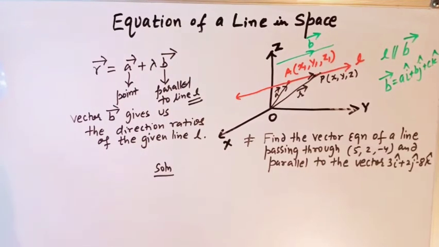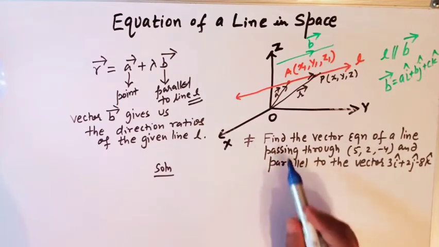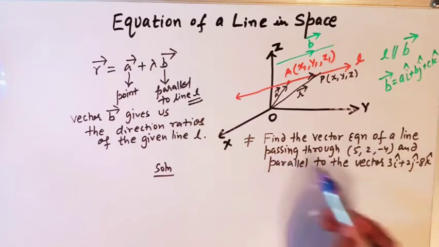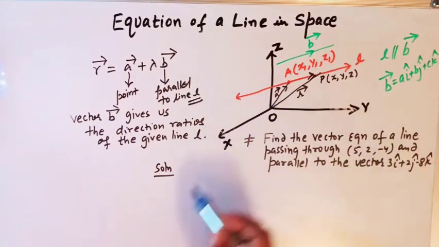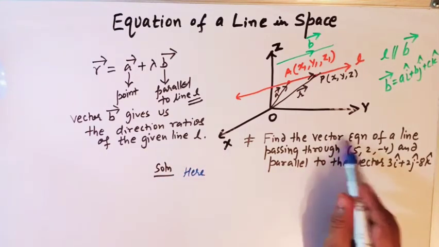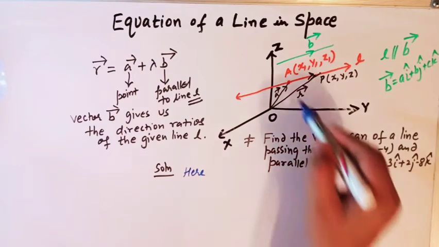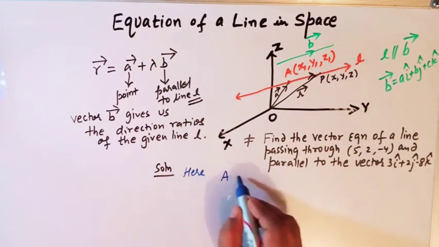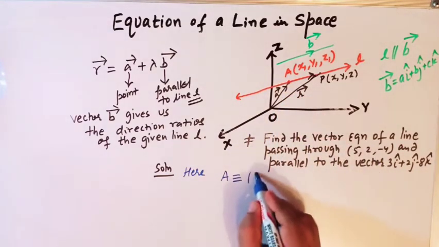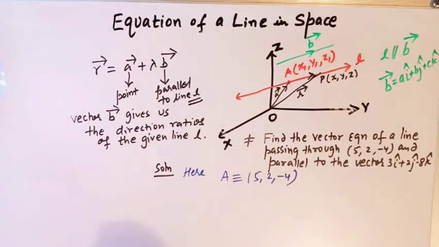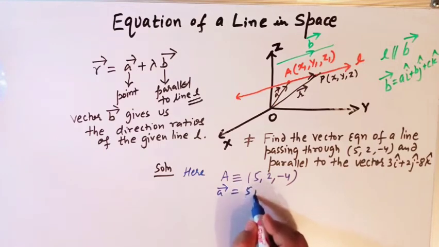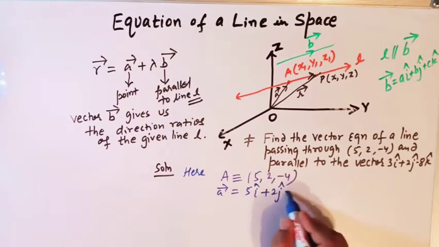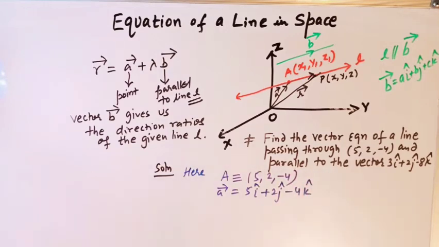Now here let us take this problem. We have to find the vector equation of a line which passes through 5, 2 and minus 4 and parallel to the vector 3i cap plus 2j cap minus 8k cap. Now here the line passes through this point. So the point A is 5, 2, minus 4, right? So the vector A is 5i cap plus 2j cap minus 4k cap, right?